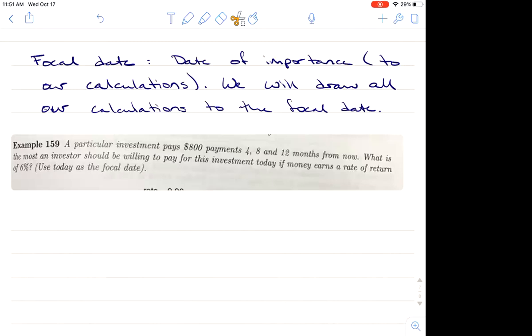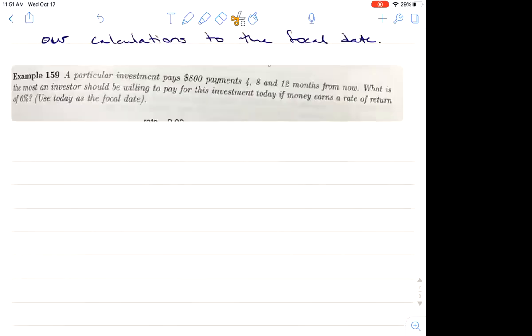So $800 for 4, 8, and 12 months from now is worth something today, right? It's not going to be worth 800 times 3. It's going to be worth less than that. So we should probably map it out on a timeline, right? We've got multiple payments and we've got stuff going on.